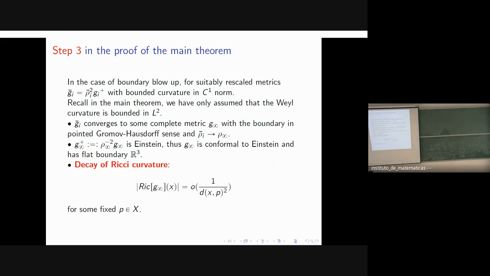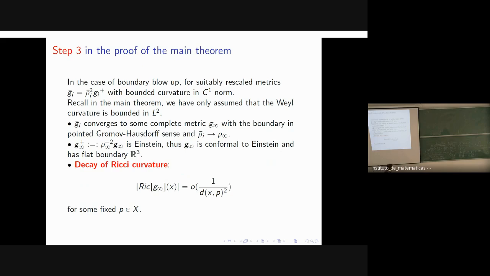So this GI bar converges in the Gromov-Hausdorff limit to some metric, and rho I bar converges. Okay, that's the same. And the limiting metric is again Einstein. In the limiting case, it's Poincare. It's conformal to an Einstein metric, G infinity. And now the key thing is the following.